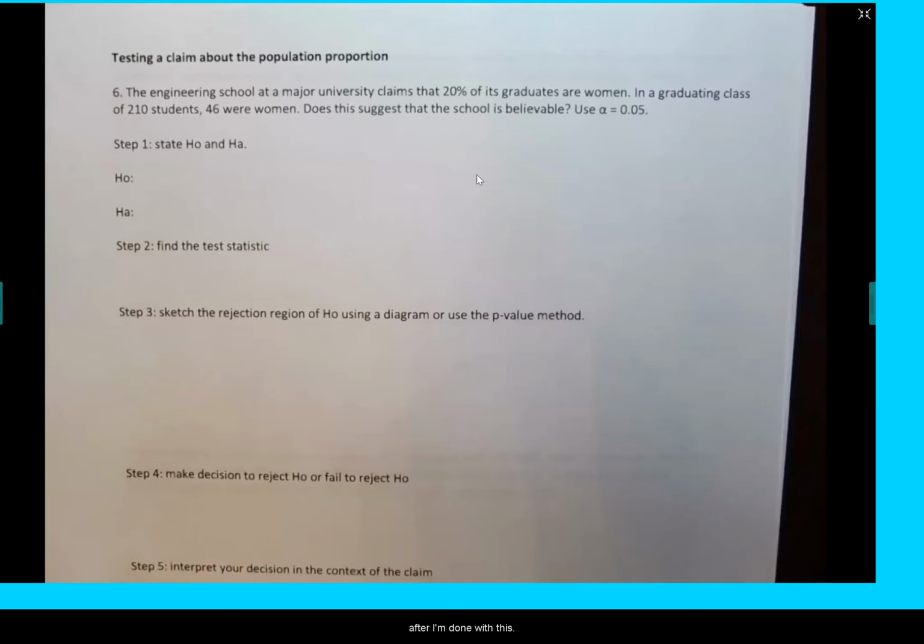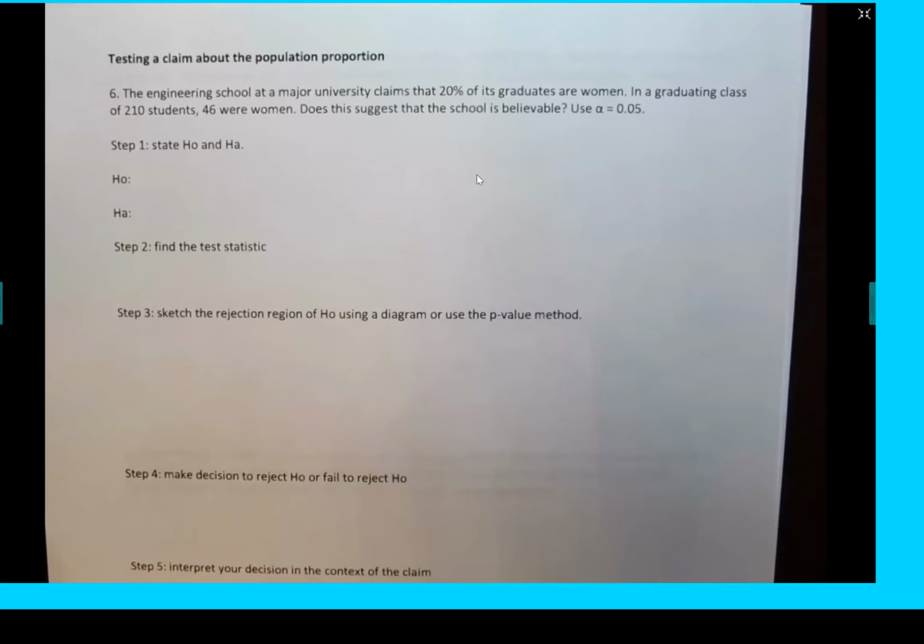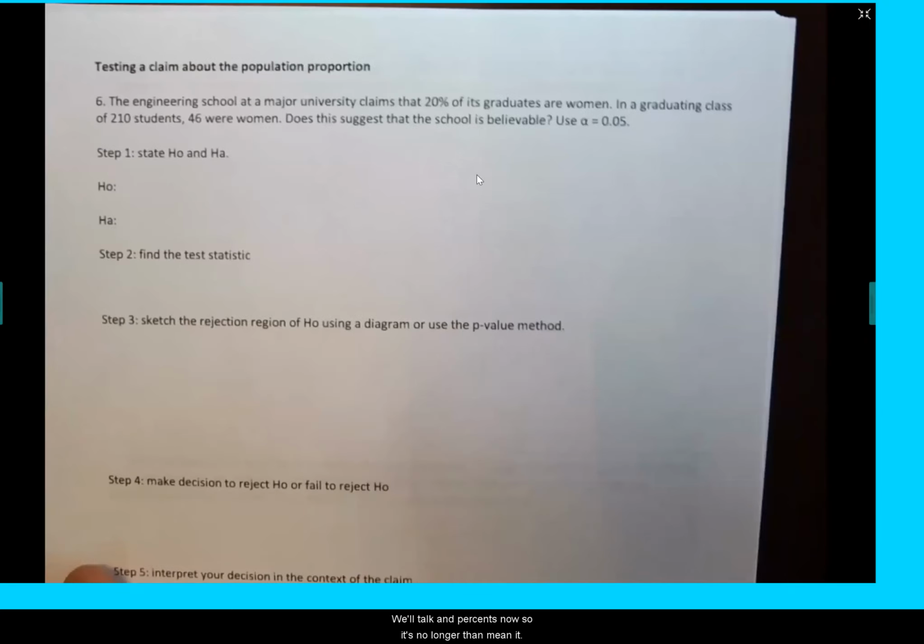The engineering school at a major university claims that 20% of its graduates are women. In a graduating class of 210 students, 46 were women. Does this suggest that the school's claim is believable? So what's the claim made by the school, guys? We're talking percents now, so it's no longer the mean, it's a p.